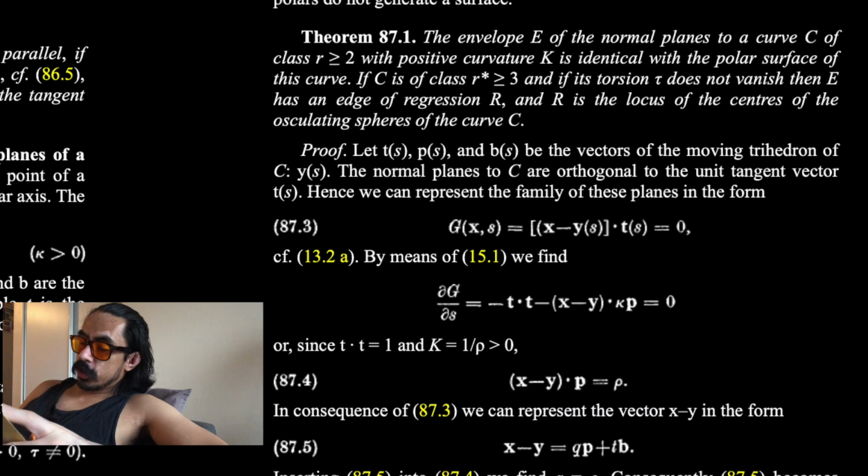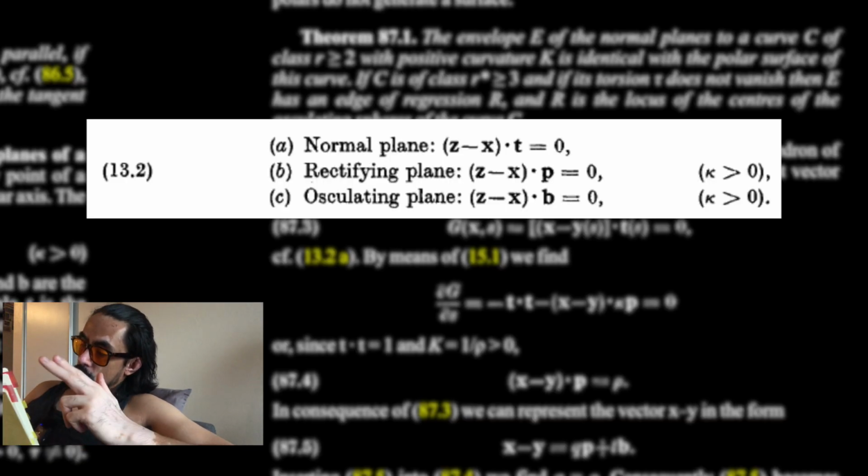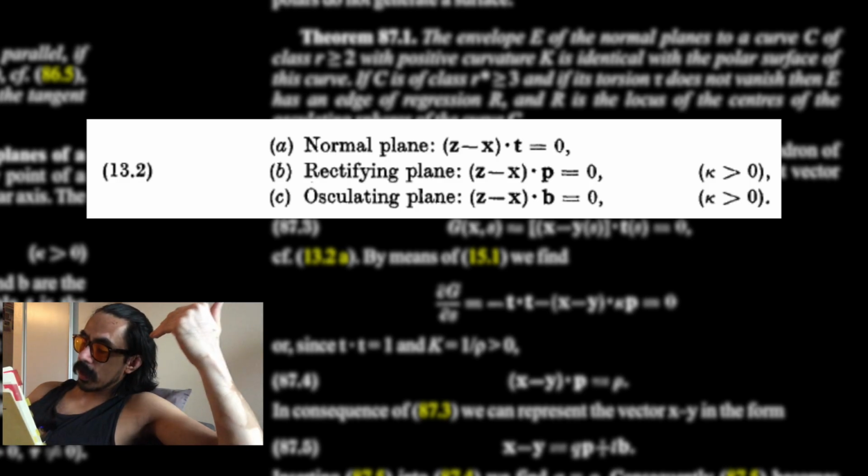And we can refer back to, from section 13, the definitions for the normal plane, the rectifying plane, and the osculating plane. So here specifically, we can refer back to section 13 for the definition of the normal plane: the quantity (vector z minus vector x), then scalar product with t, is equal to 0.